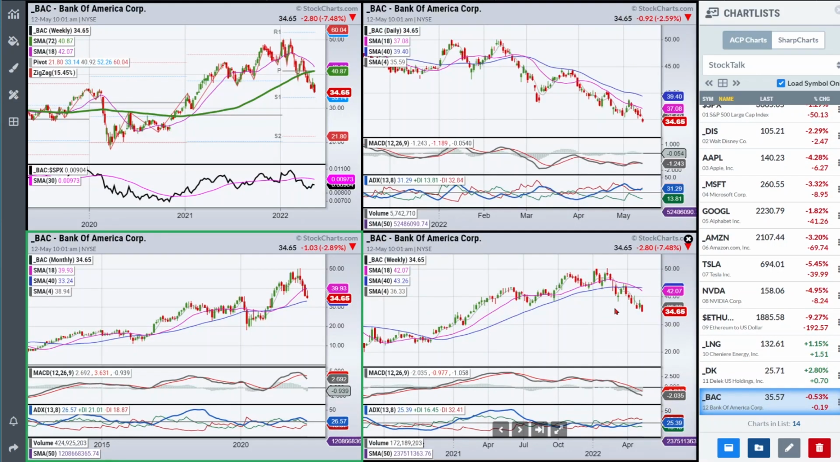Bank of America has the trend to the downside. The 18 is below the 40. Both lines are declining. You have a trend line in place to the downside. We did complete a 1, 2, 3 top. This one was a little different. I thought I'd just point this out. So it actually is pretty similar to what we were just talking about.